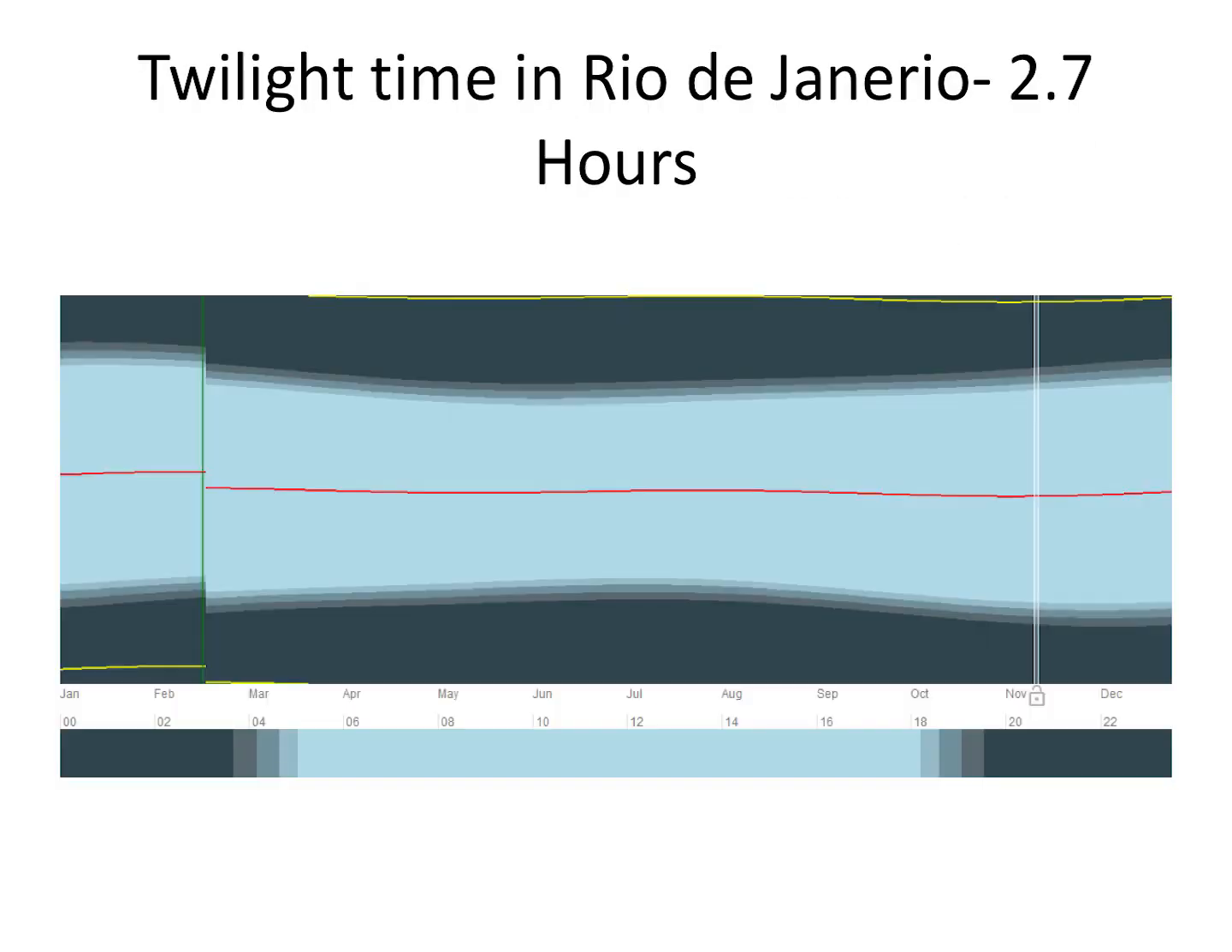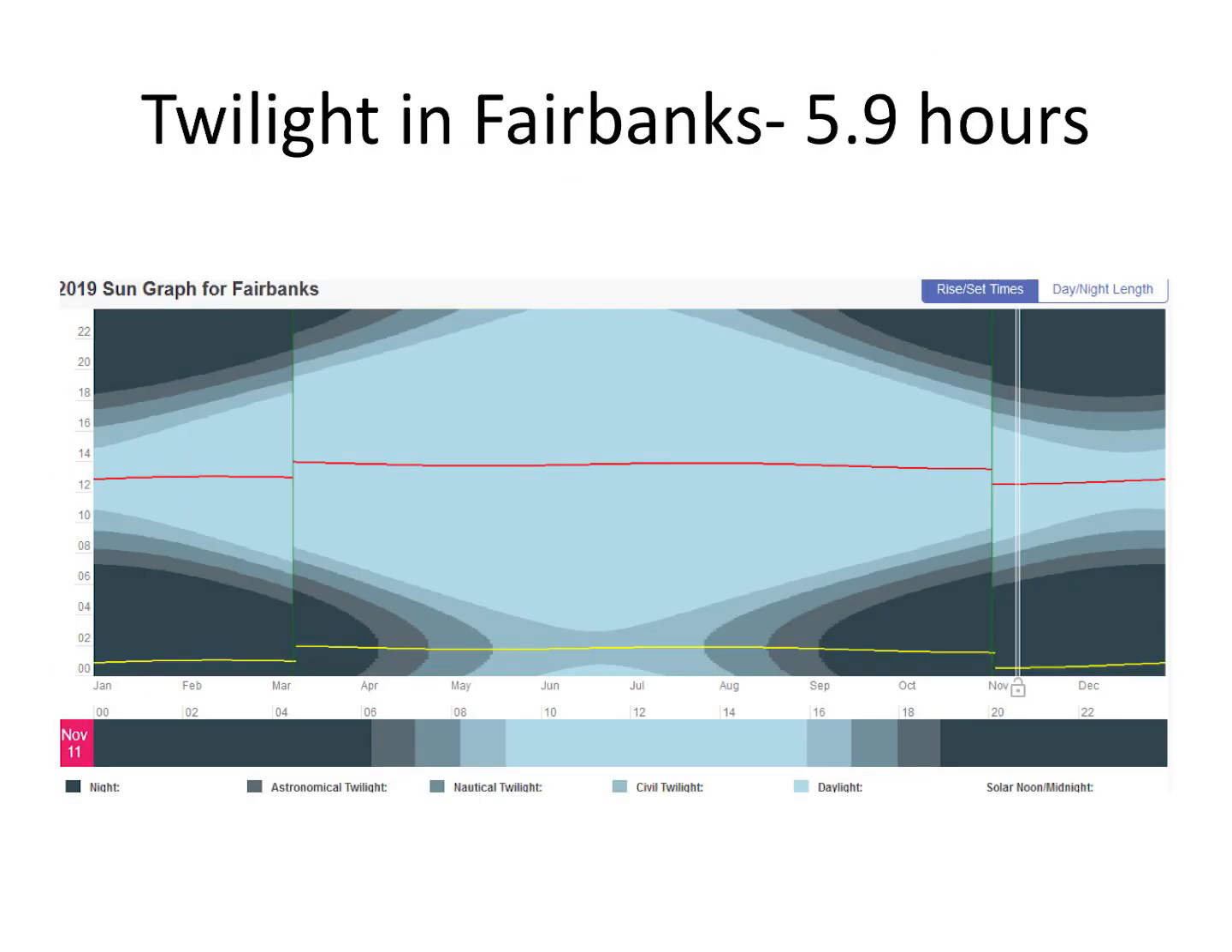So to give you an example, at Rio de Janeiro, their twilight averages about 2.7 hours per day. At Fairbanks, they have almost 6 hours of twilight. And then for a period during the summer, they actually have no astronomical twilight.